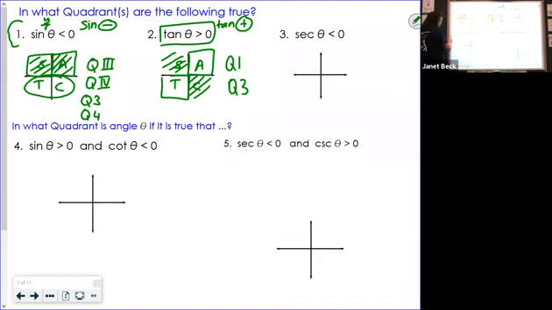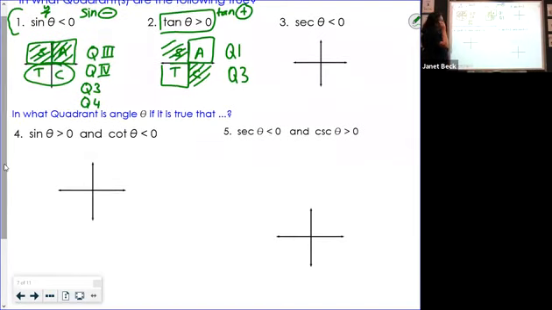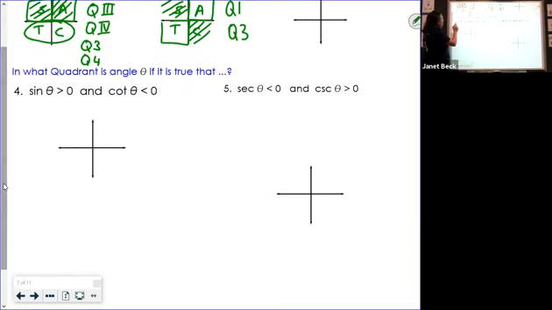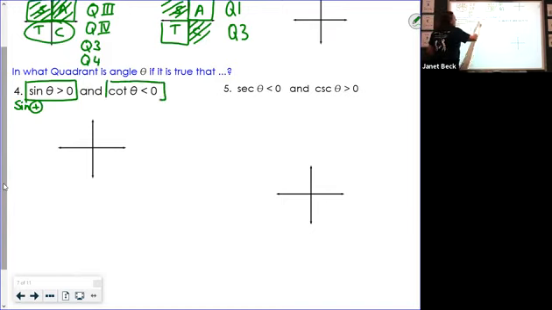Let's have a look at this. As I said, every single trig function is positive in 2 quadrants and negative in 2 others. So what quadrant would I be in if I'm told that sine is greater than 0? So that's telling me I'm looking for sine being positive. My y's would be positive. And where would cotangent be negative? That was a bit more difficult. 2 different ways of doing it.